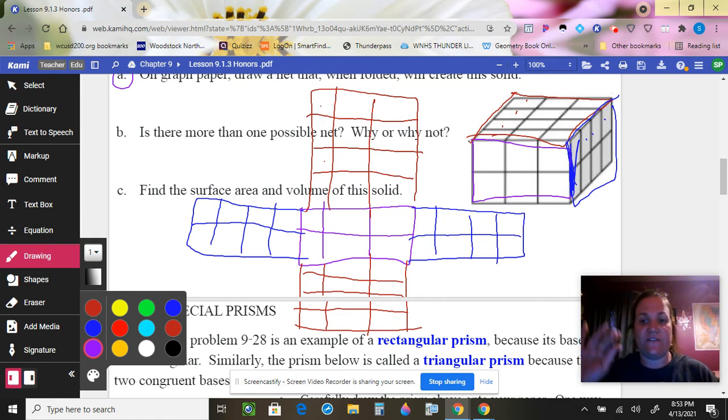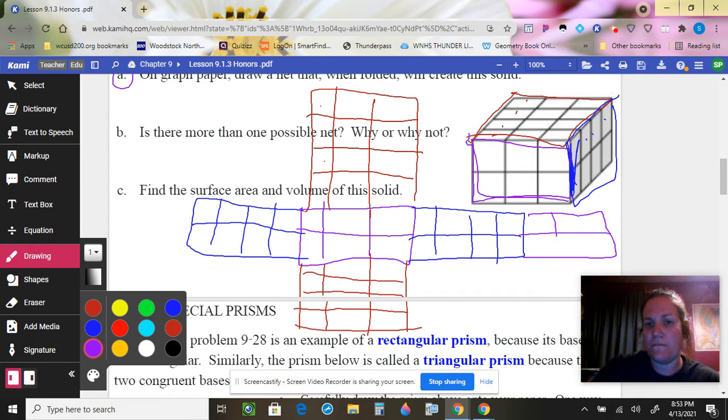So you guys, the only thing I haven't done is the back side of that. So I'm going to draw another purple and I'm going to draw it over here. That's going to be my other purple one. So this would be one form of the net.